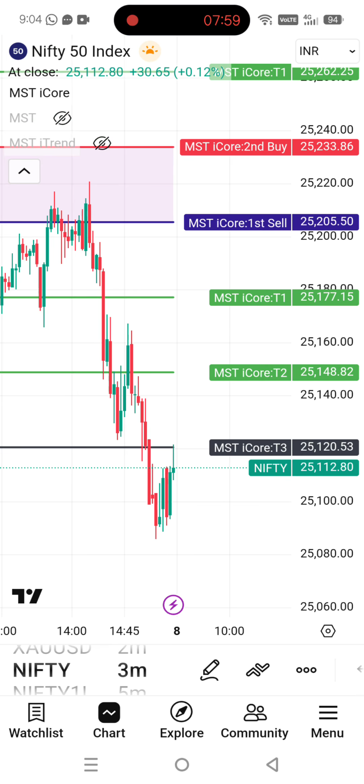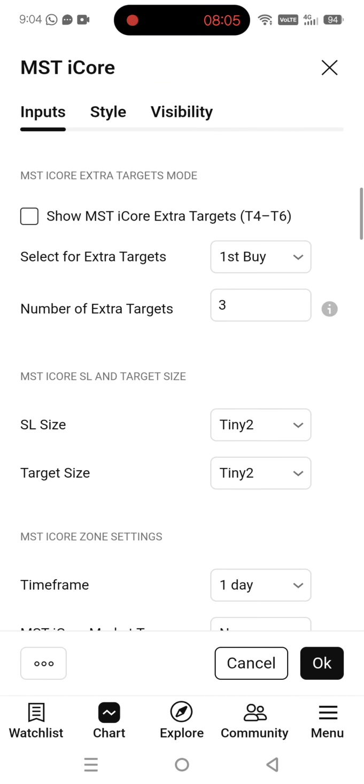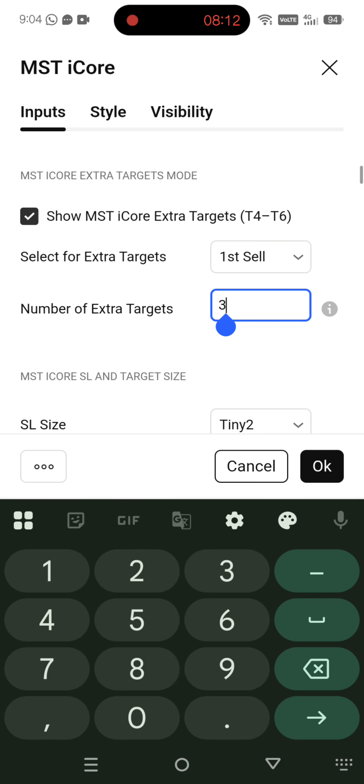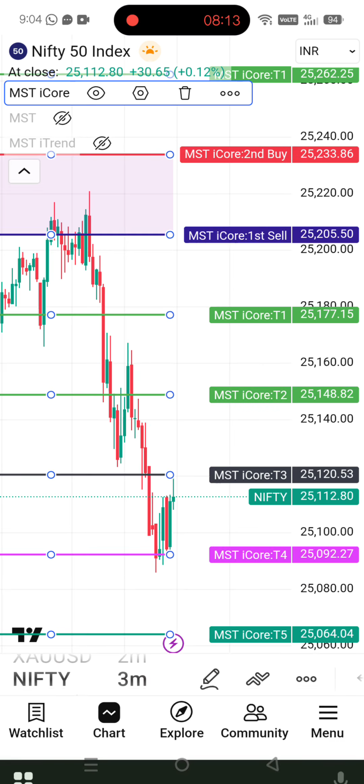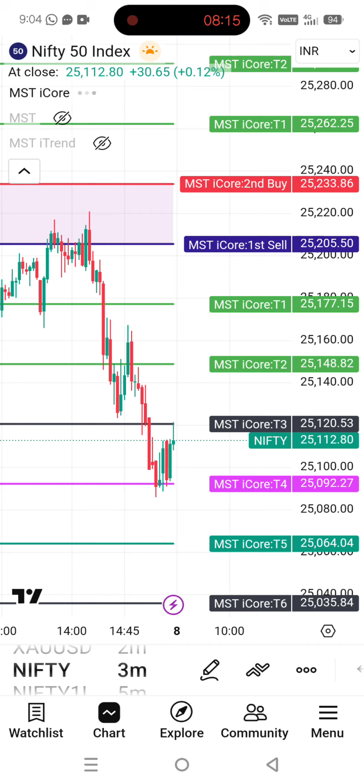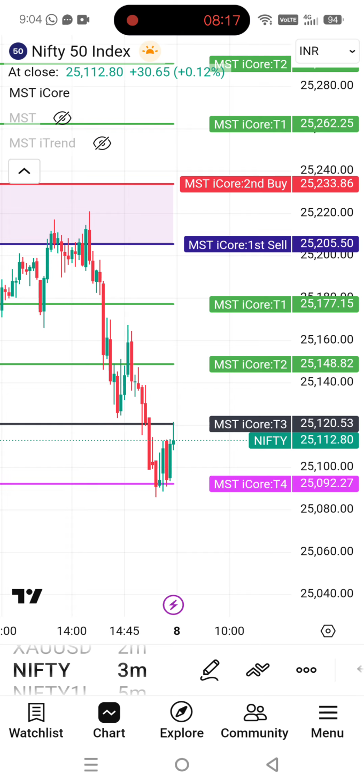That's all. So now this is how we have to trade. If you want to know the extra targets, here we have given the option, show MST iCore extra targets. Since first sell activated, if you want 2 targets, you can enable 2 targets. If you want only 1 target, you can enable only 1 target. So now see, exactly sell activated, first target, second target, third target and fourth target hit.